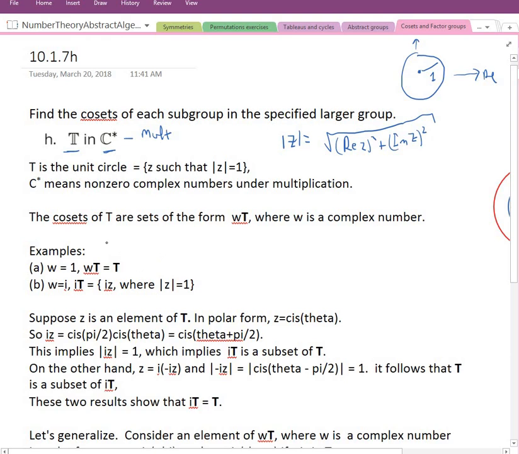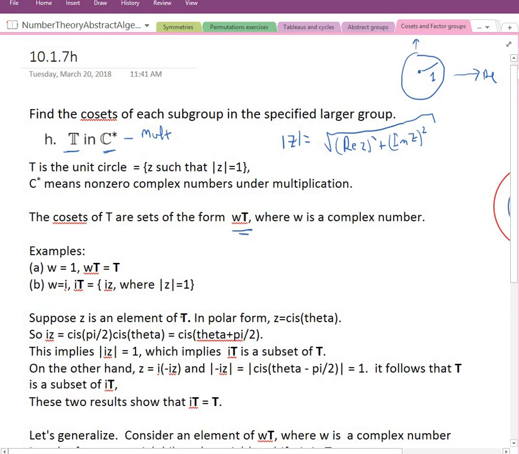All right, now let's consider the cosets of T. These are sets of the form WT, where W is a complex number. Some examples would include W equals 1. In that case, WT equals T. So this coset is T itself. If W equals I, then IT is the set of numbers IZ, where the absolute value of Z is 1. So let's consider what this looks like.